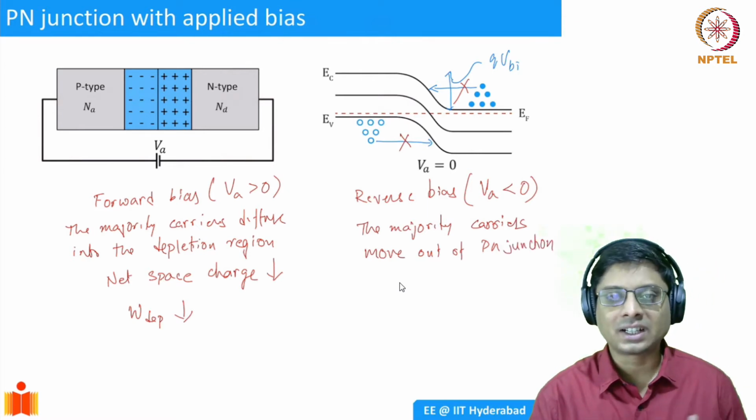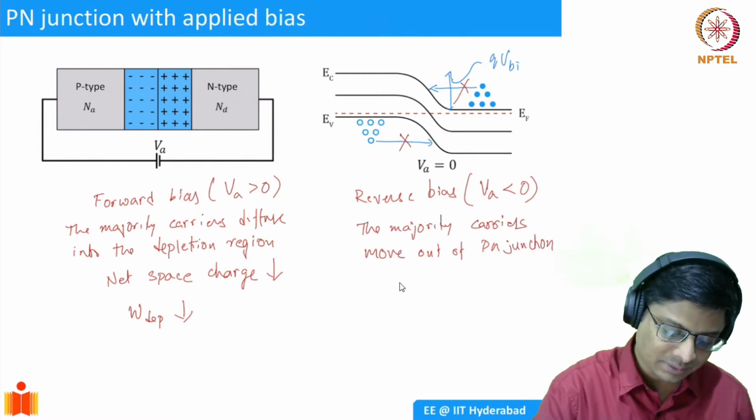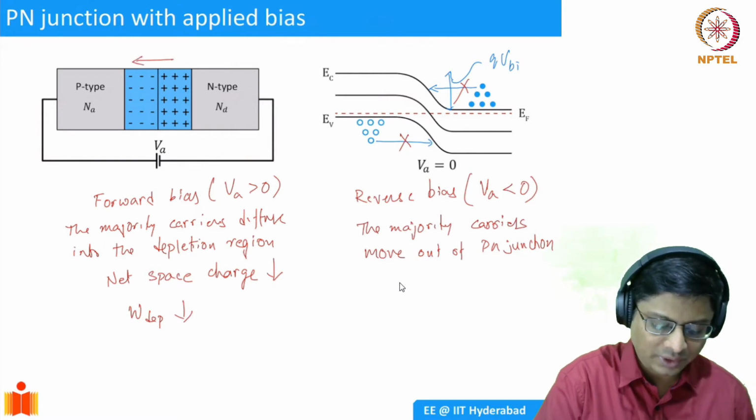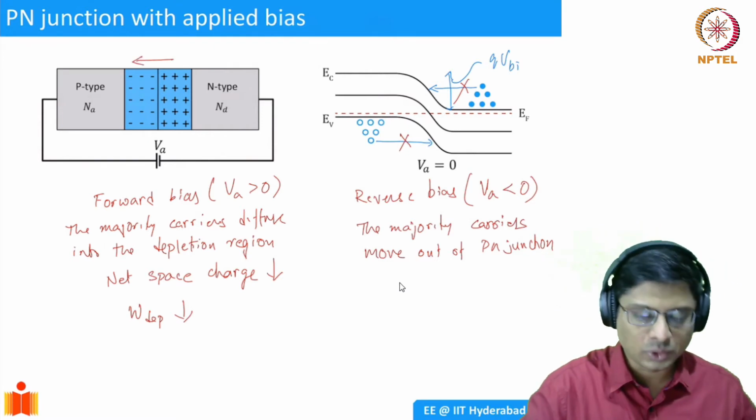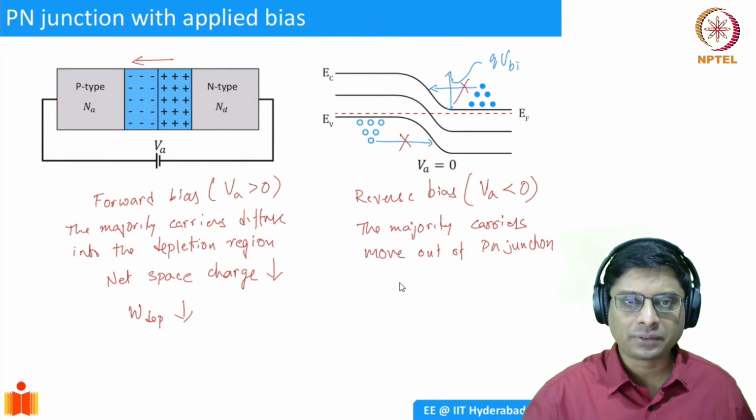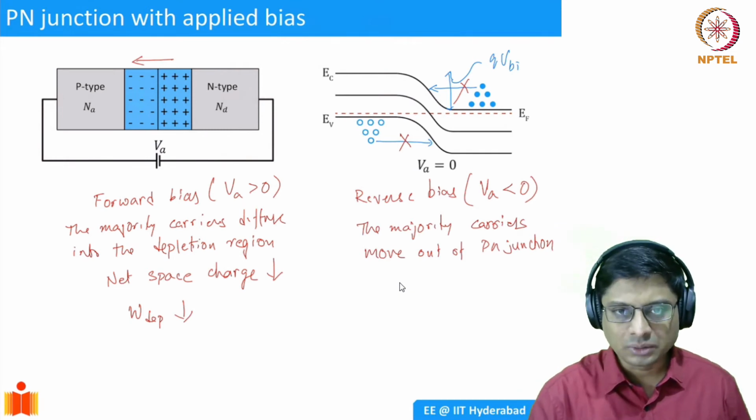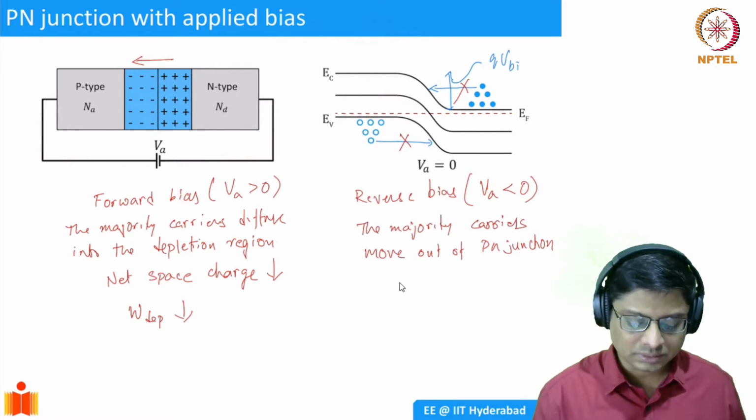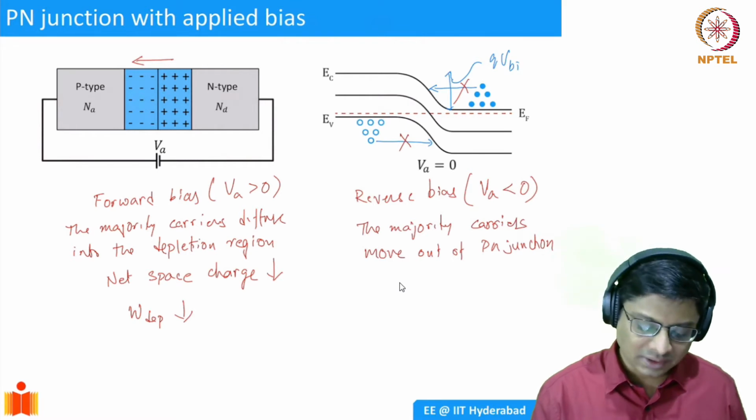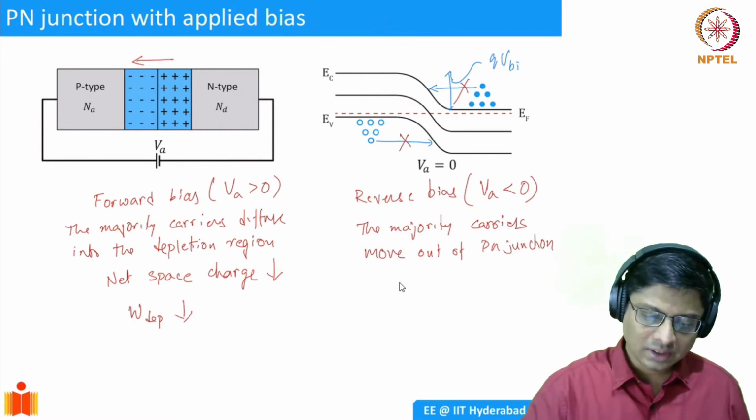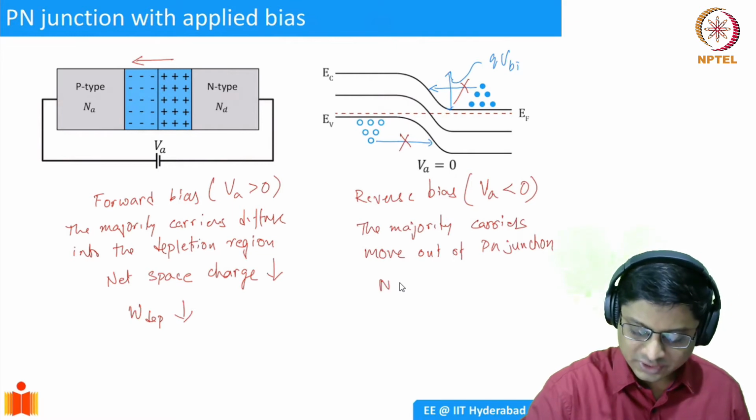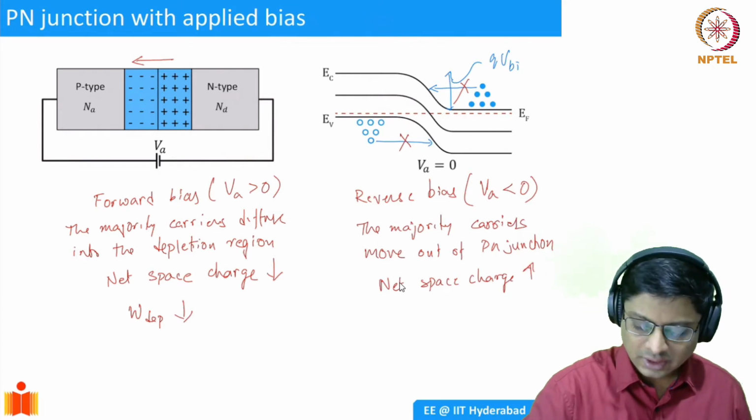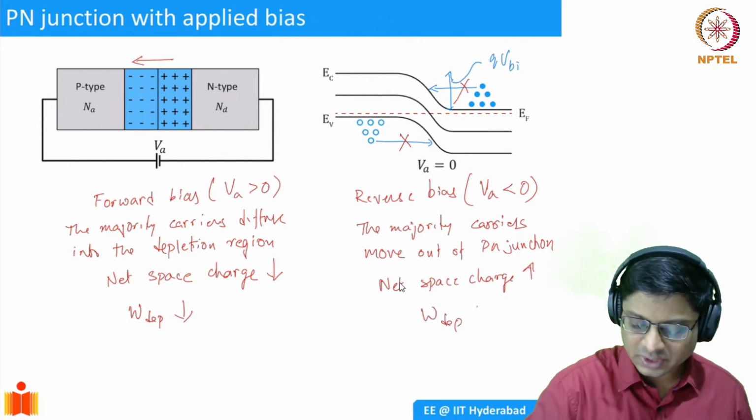So what does that lead to? Well, you had this balance where the electric field was exactly countering the diffusion, right? So you have excess of holes and electrons on either side, and the diffusion is being countered with electric field. But now there is this additional battery which is actually helping to remove the majority carriers. So that's why the equilibrium shifts again, and now the net space charge density increases, and then W depletion, which is the depletion width, also increases.